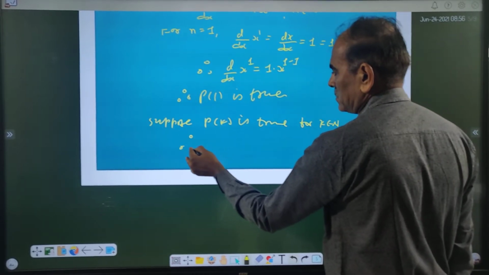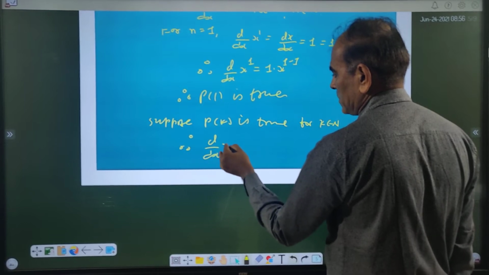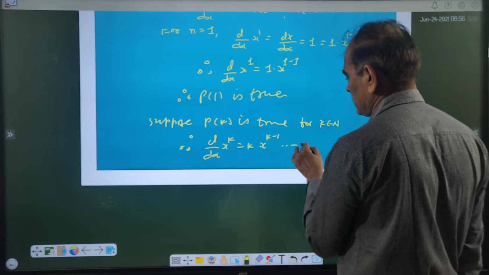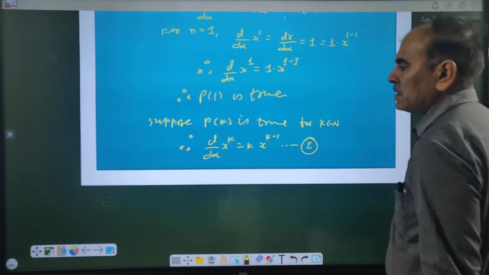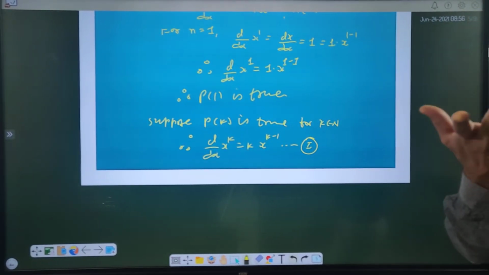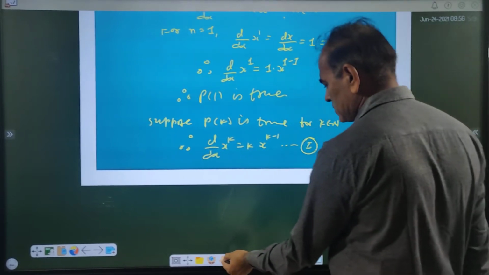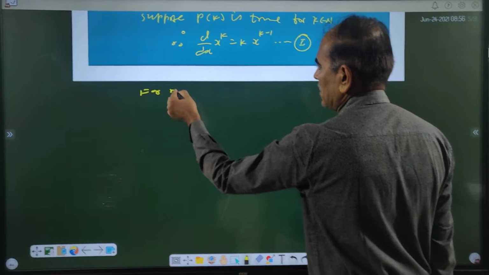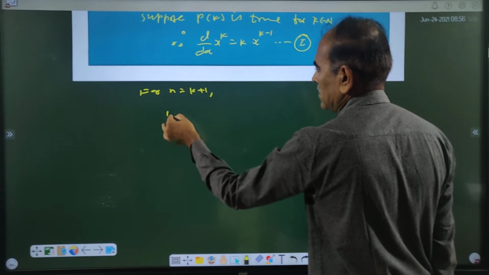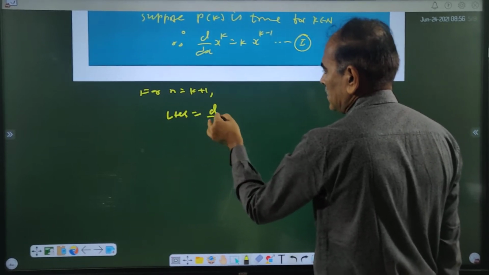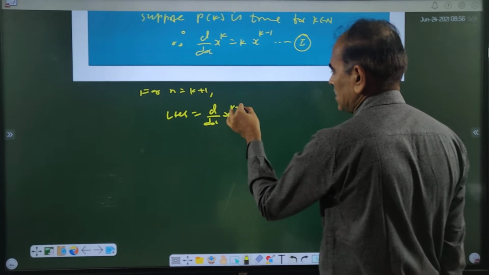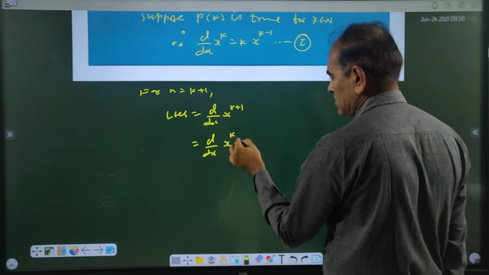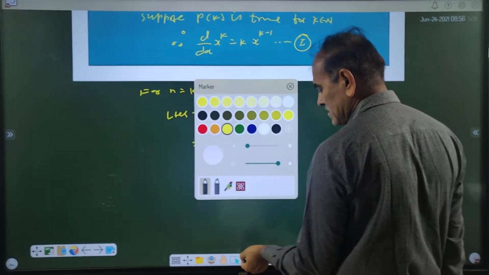So what we get? d by dx of x raised to k is equal to k times x raised to k minus 1. We call this as number 1. Now prove that it is true for n is equal to k plus 1. For n is equal to k plus 1, what is left hand side? d by dx of x raised to k plus 1. Can I write that is equal to d by dx of x raised to k into x? Yes.